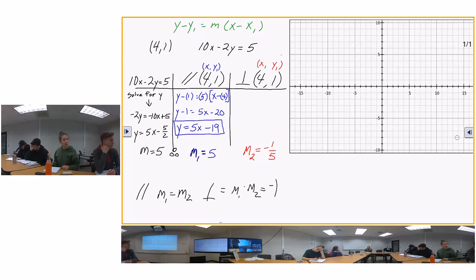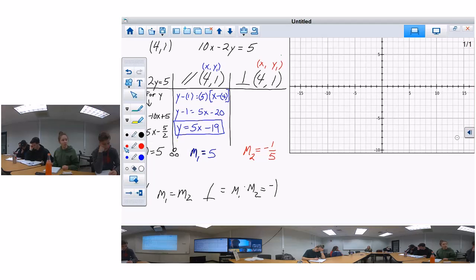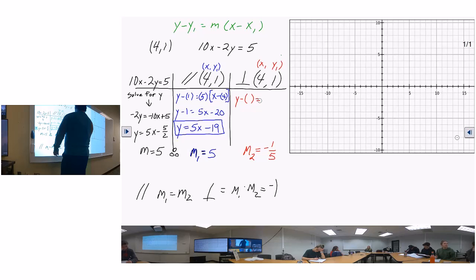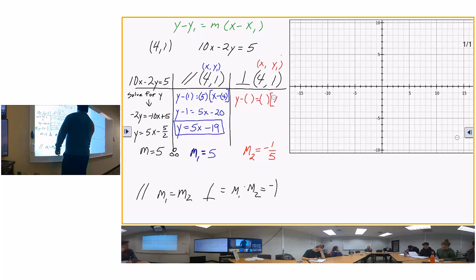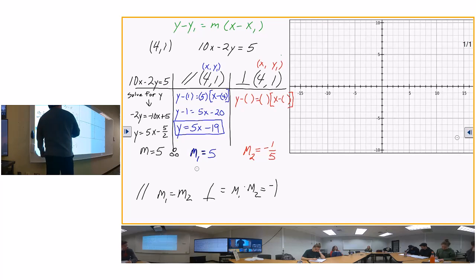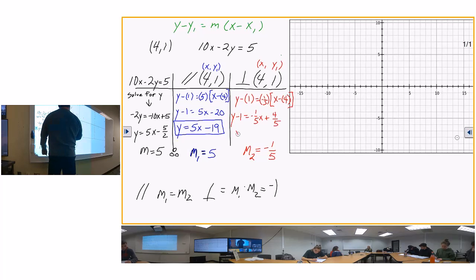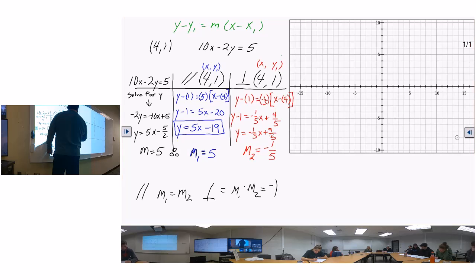Now let's do the red. Is it okay if I use red? Y minus parentheses equals parentheses. Okay, I'm sorry. X minus parentheses. 1, negative 1/5. Oh God, a fraction. So you might as well not even do this one. Y minus 1 is equal to negative 1/5 x plus 4/5. Y is equal to negative 1/5 x plus, what's 4/5 plus 5/5? Yes.